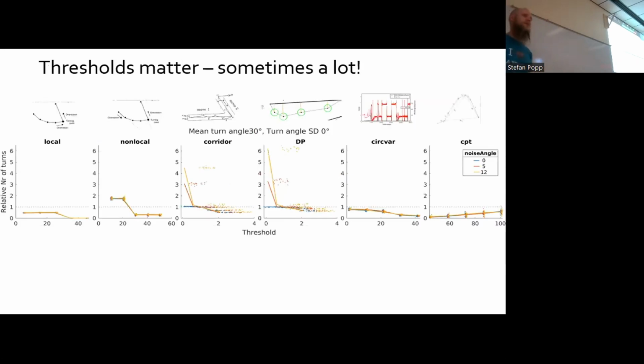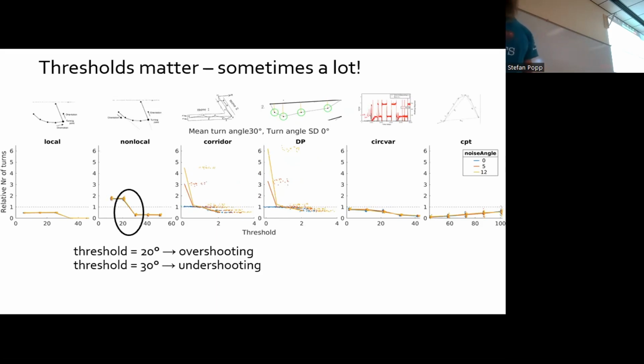And these thresholds is also what I see. They matter, and sometimes they matter a lot. Again, if we just take as an example a non-local method, if you have the threshold at 20 degrees, then you're overshooting by almost a factor of 2. And if you set the threshold to 30 degrees angle, then you're undershooting by less than half. And so this is potentially also a problem.